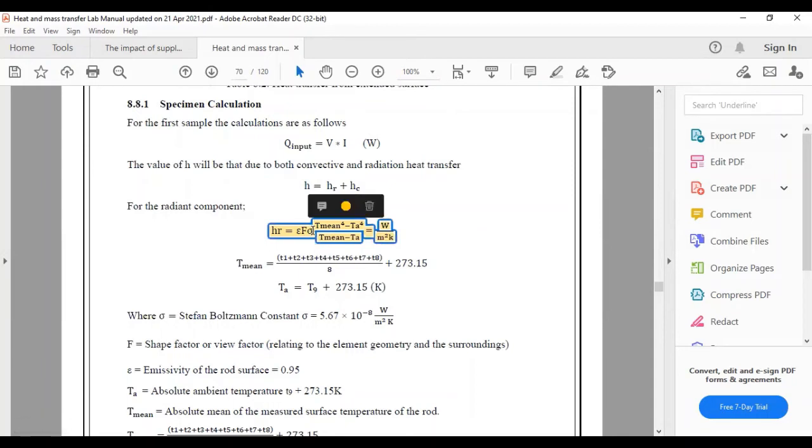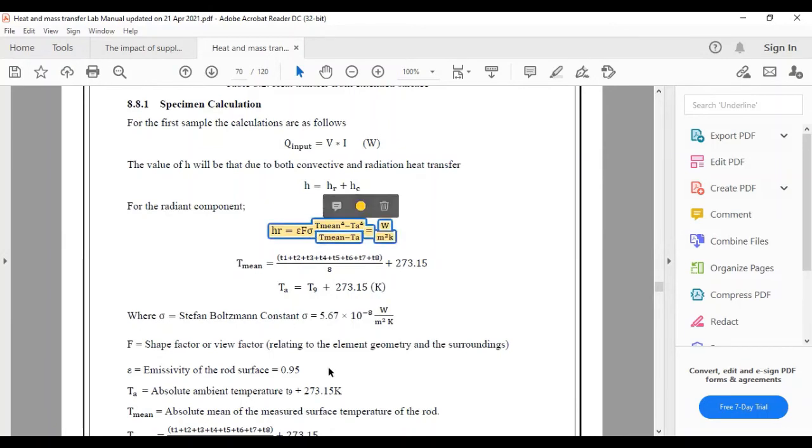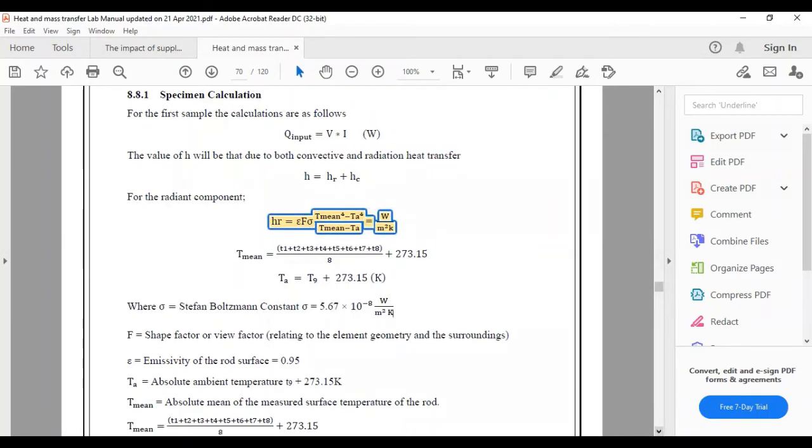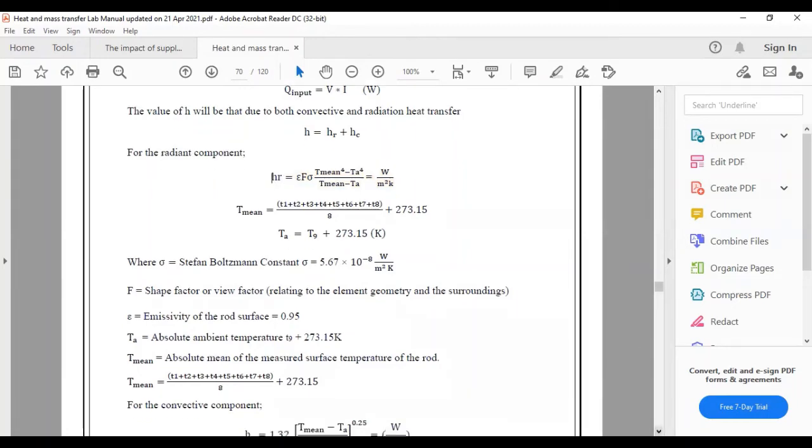So this sigma, this is a Stefan Boltzmann constant, and its value is given in literature 5.67 into 10 raised to power minus 8 watt per meter square per Kelvin. So this T mean we have got it from our measured values. This is just the mean value of all the temperature values used here. So this TA is basically T9 or ambient temperature. So we will use this formula, and we just will calculate this value of HR. So now we have got the value of HR and HC both.